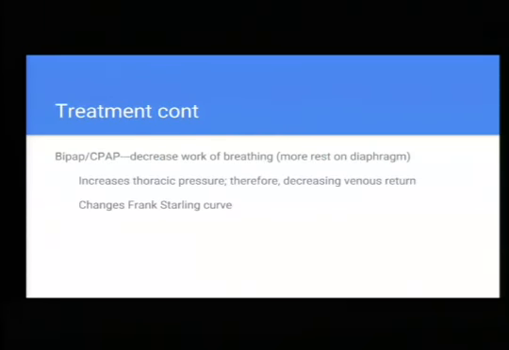BiPAP or CPAP. Most of the time we're doing BiPAP here, but obviously you guys have CPAP in the field. So the biggest thing is it just decreases their work of breathing. It uses less energy, so it's more rest for the diaphragm. The other process is it increases your thoracic pressure. So increased pressure here decreases venous return. Again, it changes your left ventricular end diastolic volume and pushes that Frank-Starling curve to the left. So that's why CPAP works.